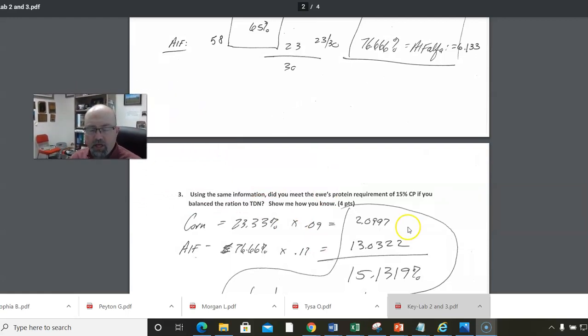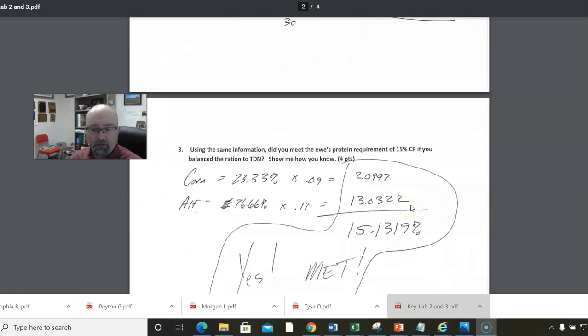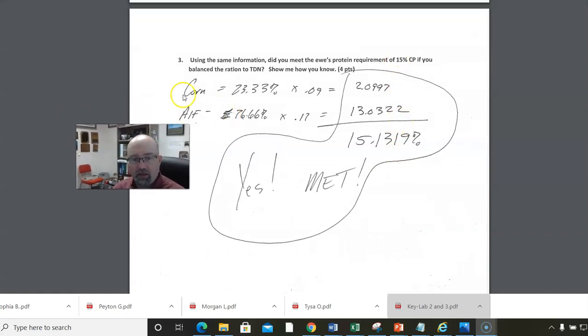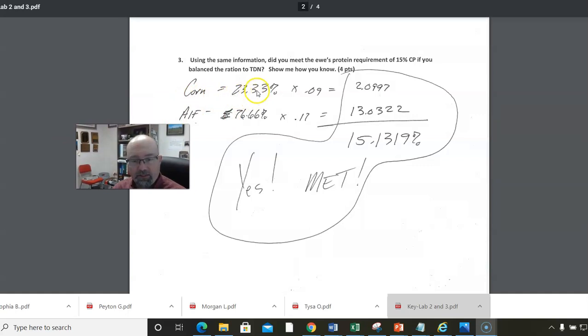I simply ask you guys if we're meeting the protein requirements if we require 15%. And so here's how we figure this. There was some confusion on how to do that. So from the previous problem, I take my percentages, 23.33 corn, 76.66. Now I put back in the crude protein.